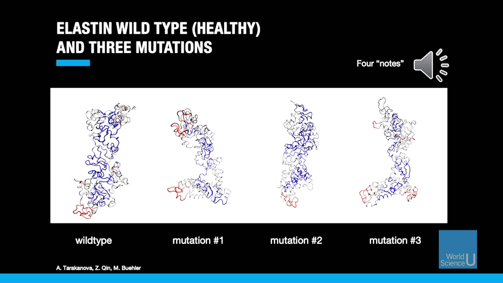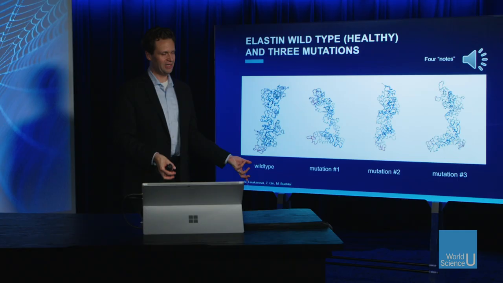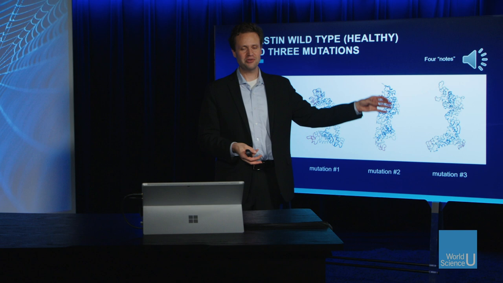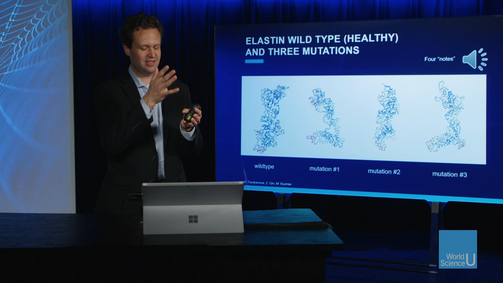The first key on a piano is the wild type, meaning the healthy protein, the way we find it in nature. Mutation one is the first mutation associated with a disease. Mutation two is the second mutation, and mutation three is the third mutation. And what you hear playing in the background is a successive playing of these four notes, one, two, three, four, five, and so on. By five, it repeats itself.